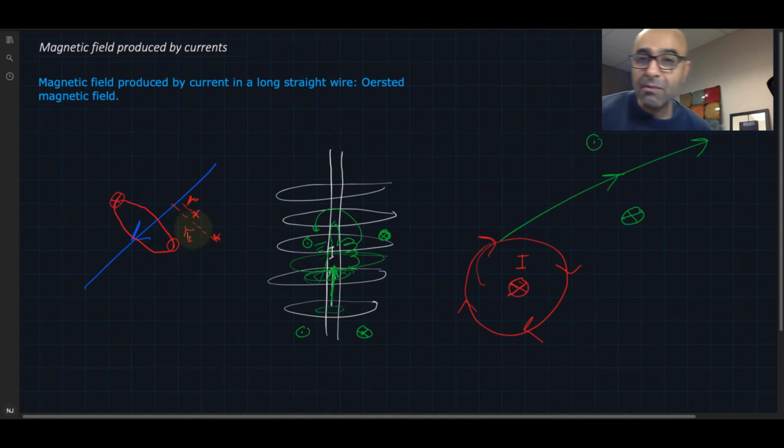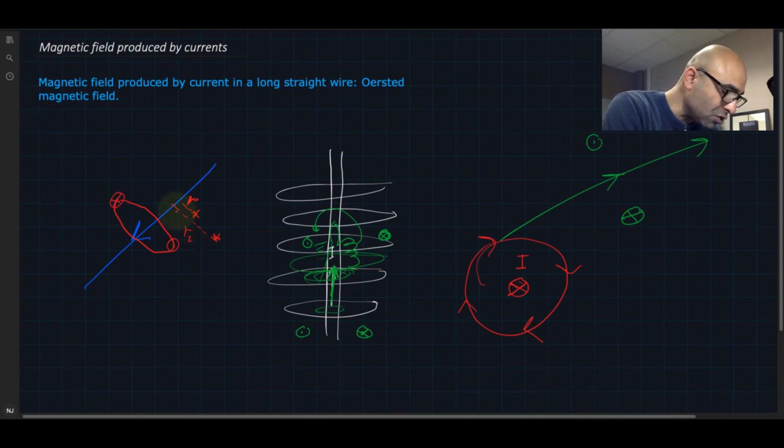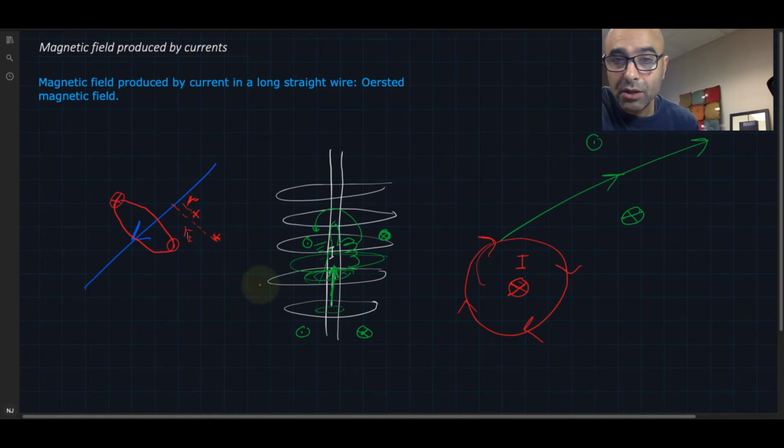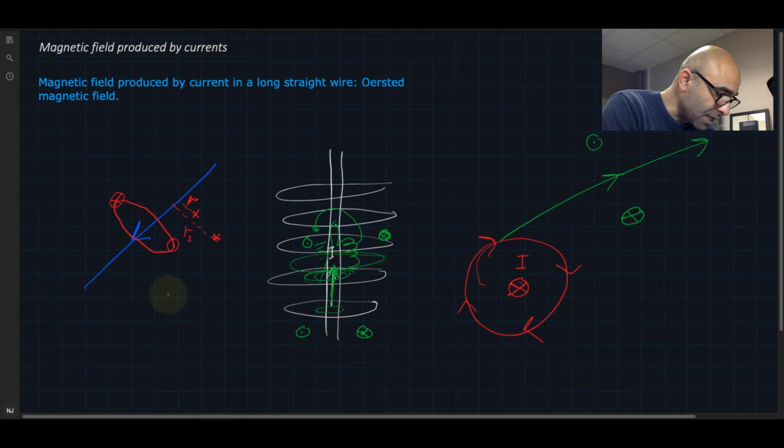If I did this experiment in the lab, I would find out that the magnetic field drops when I go further away from the wire. And that makes sense, because the further away from the wire, the weaker the magnetic field. If you are close to the wire where the current is, then the magnetic field will be much stronger. Okay, that's a fair statement.